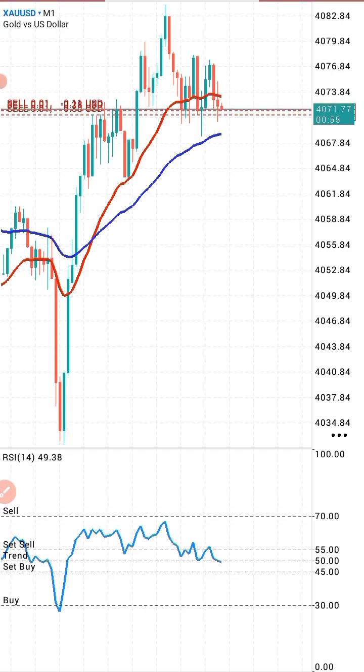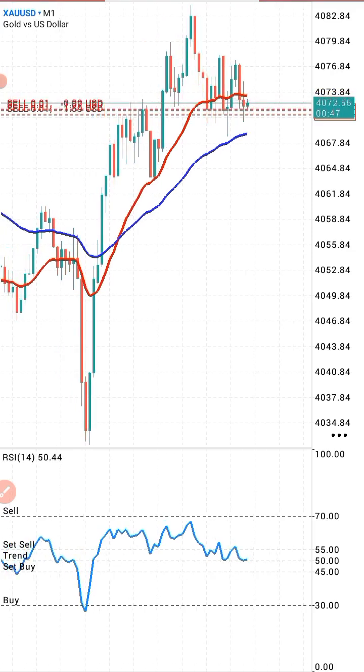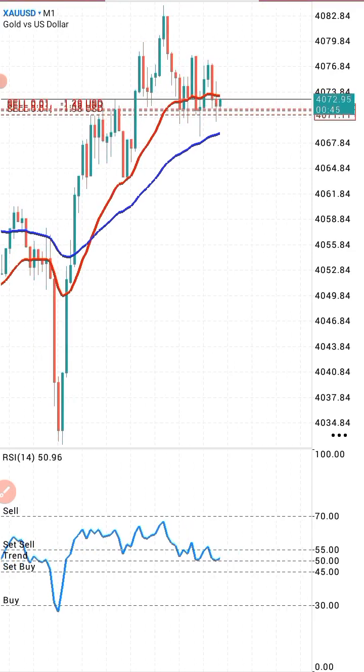Now what are the market conditions needed for us to trade this? Number one is that the market must be a trending market. It should not be a choppy market. It should not be a range market.